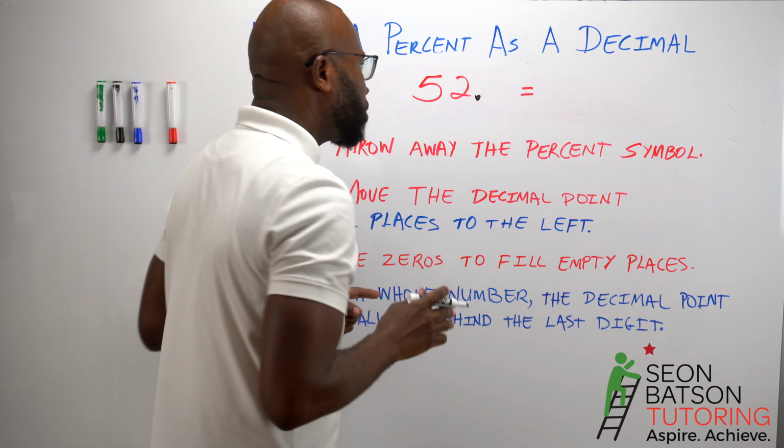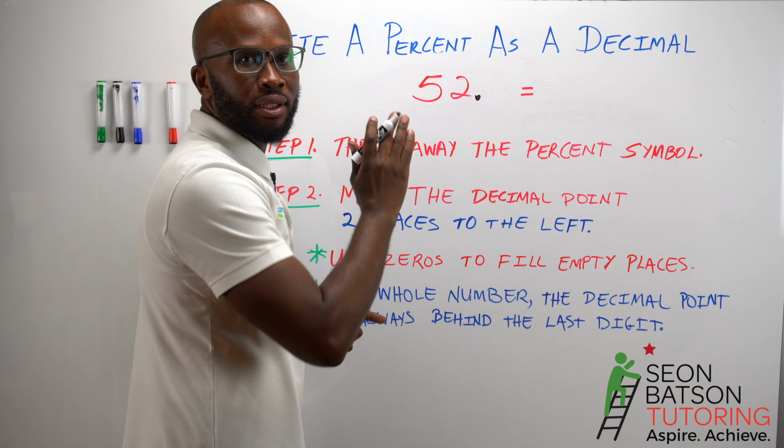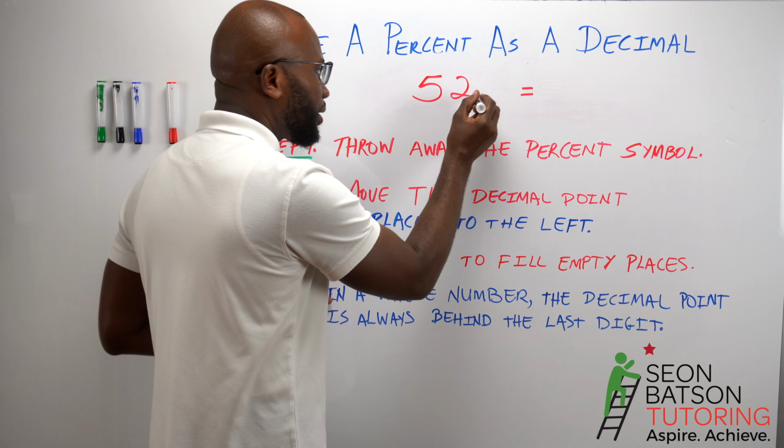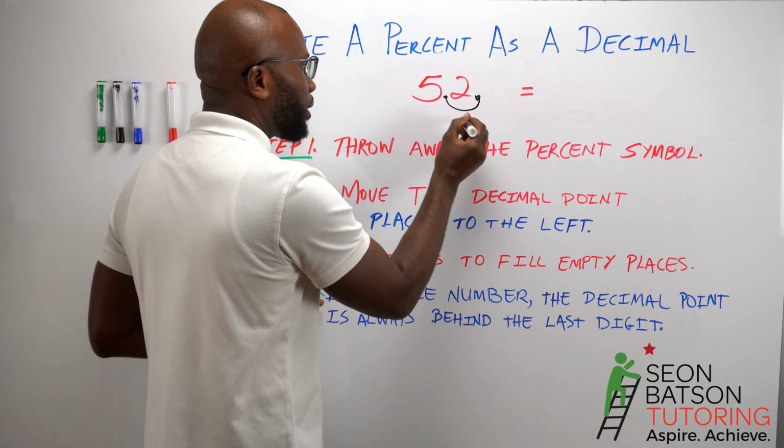Yes? Now we do what? Move the decimal point 2 places to the left. We go 1 place at a time. 1 time.